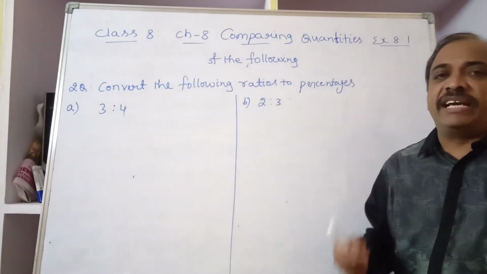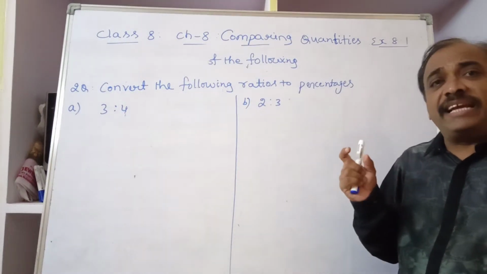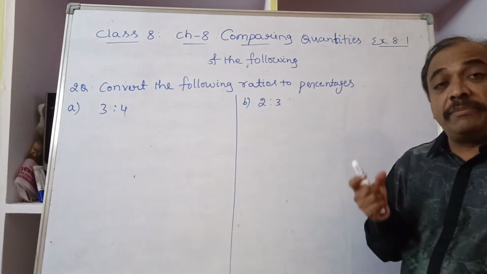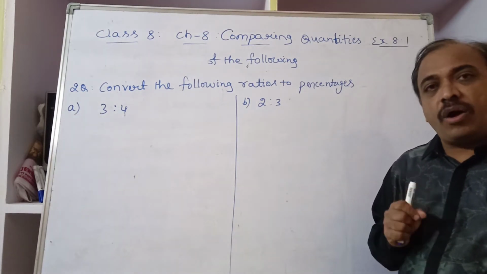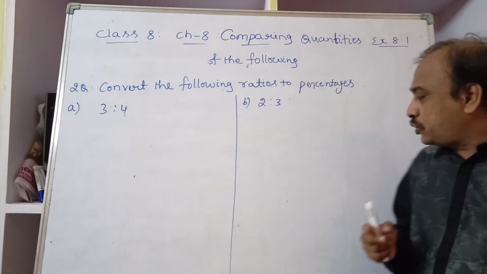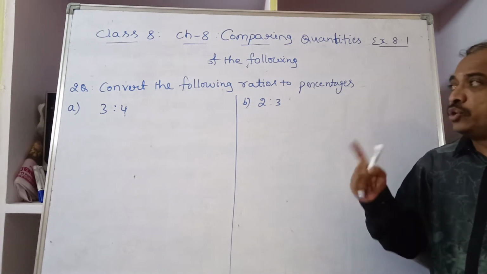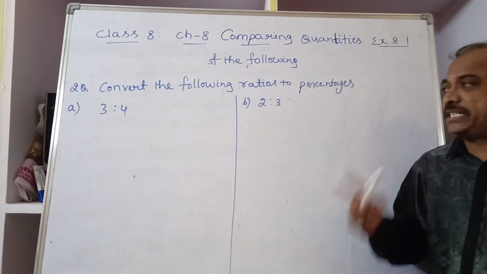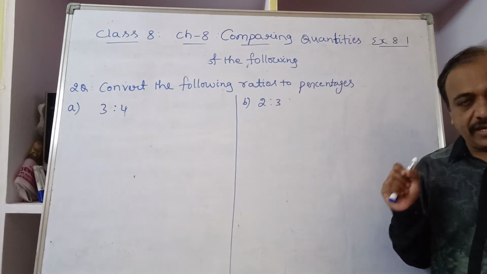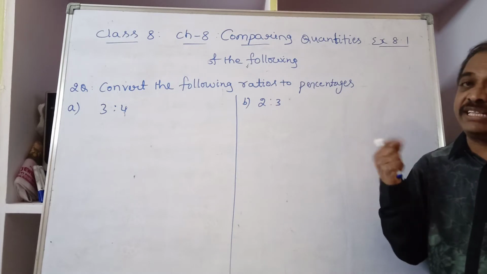So we have two ways. 3 is to 4: by making the denominator 100, or by multiplying both numerator and denominator with 100. Remember always, there are two ways we can convert into percentages. That is, by making the denominator into 100, or by multiplying both numerator and denominator with 100.